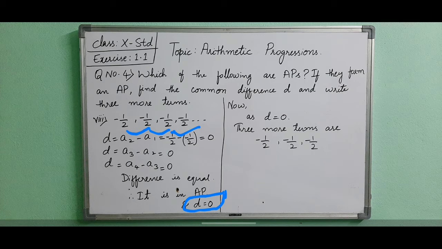As the difference is 0, if you write 3 more terms, it will be the same. If we are writing 4 more terms, then also it will be the same. If the difference is not there, then all the terms will be the same only. If it is like 5, 5, 5, then the remaining numbers will also be 5, 5, 5. Like this we will get that.